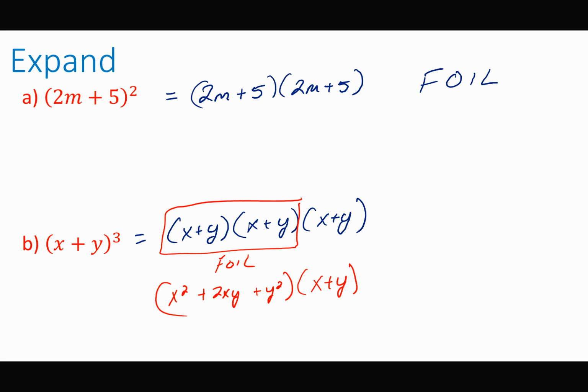And so I'm going to take each term individually. I'm going to take x squared times x to get x cubed, x squared times y to get x squared y as one term. The middle one, 2xy times x would be 2x squared y plus 2xy squared. And my last term would be xy squared plus y cubed.